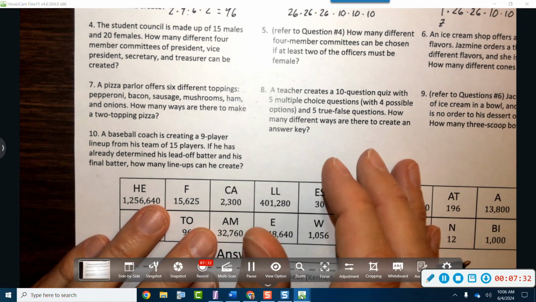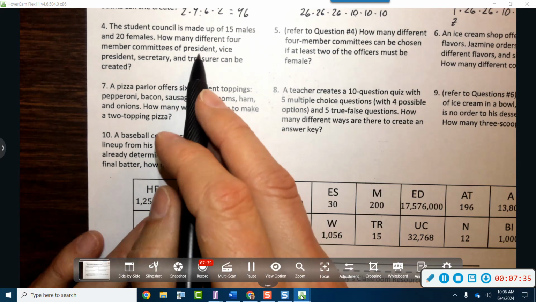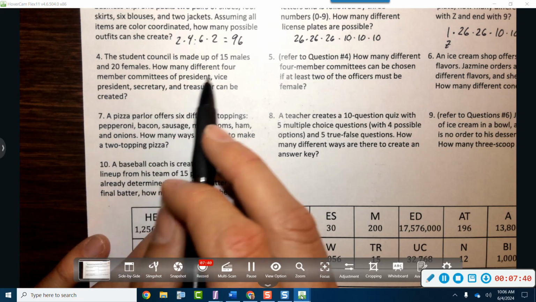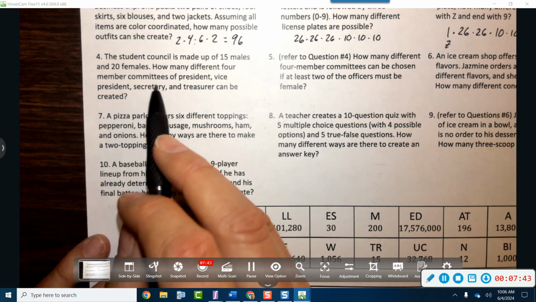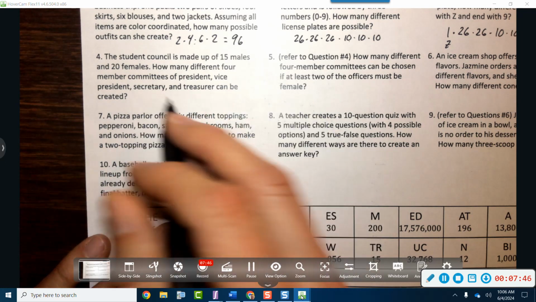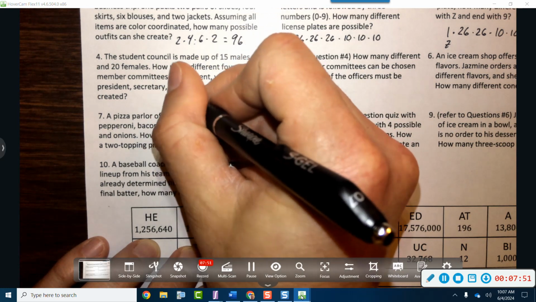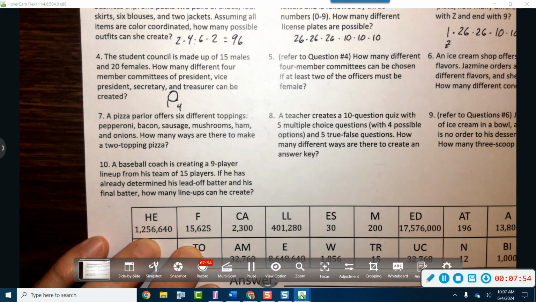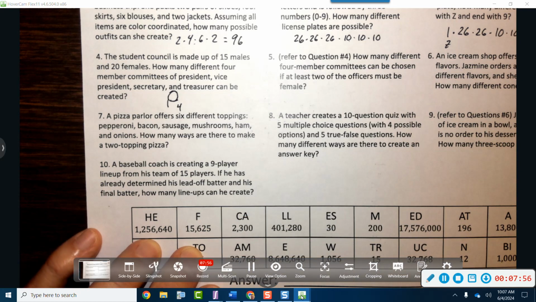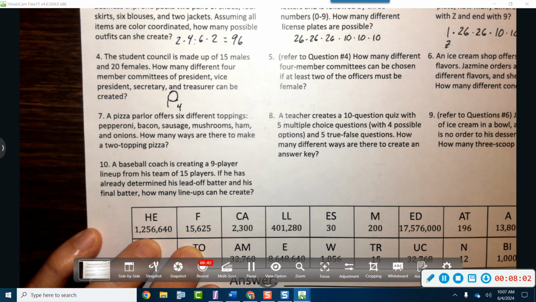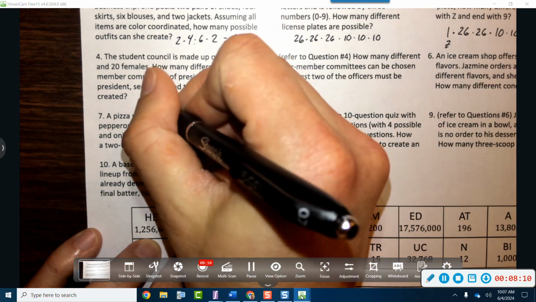Okay. All right. Next, the student council is made up of 15 males and 20 females. How many different 4-member committees? Now here we can definitely see that they have assigned roles for each of these 4 roles: president, vice president, secretary, treasurer. So out of 35 people, I'm going to choose 4 roles, but it's going to be a P because the order matters. If one person in the group is president and the other is vice president, that's going to be a different situation than if the roles were switched. So this is a permutation, and that is the difference.